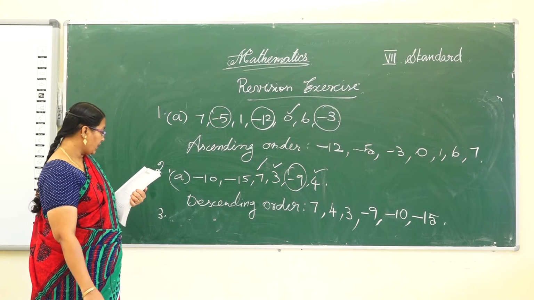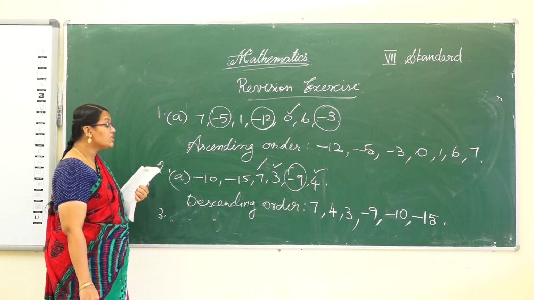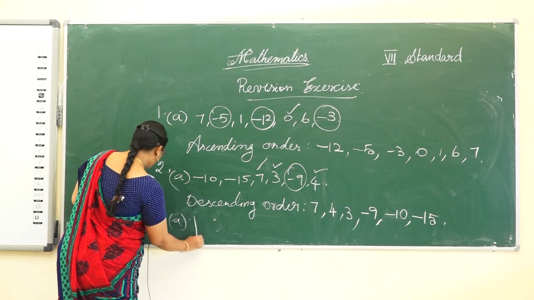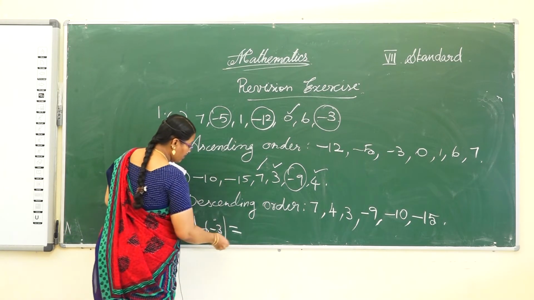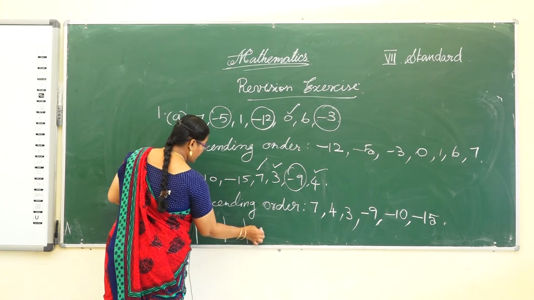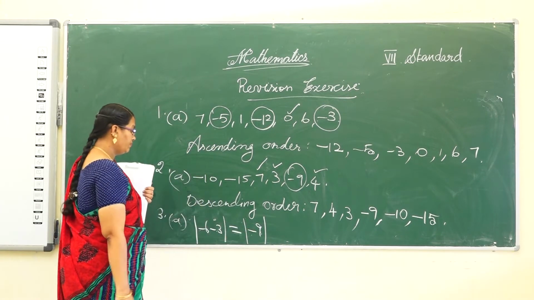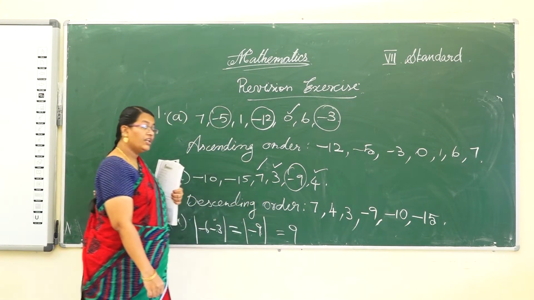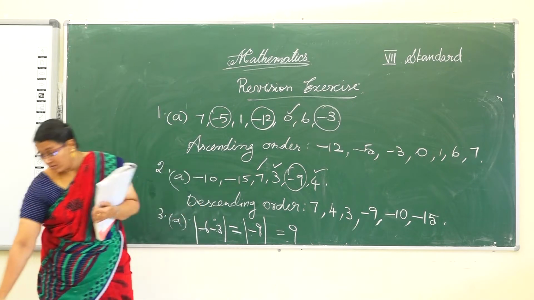And third one, write the absolute value of the following. Already you know the absolute values. So first option A, minus 6, minus 3. Both having the same sign, so add and put the same sign. Minus 9. So the modulus of minus 9, we can write as the positive value 9.